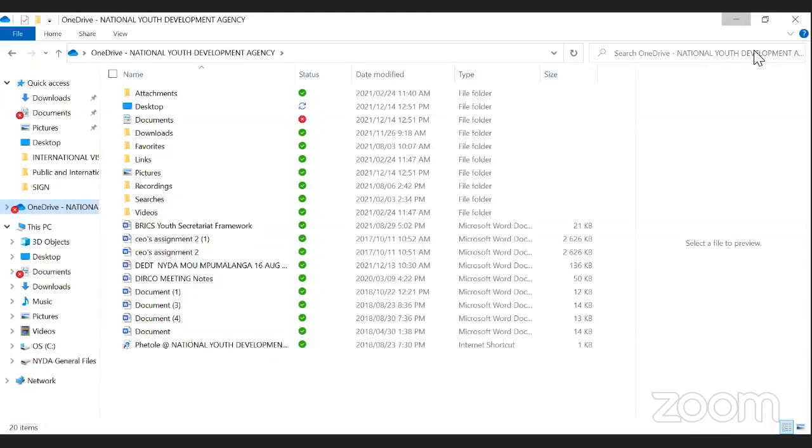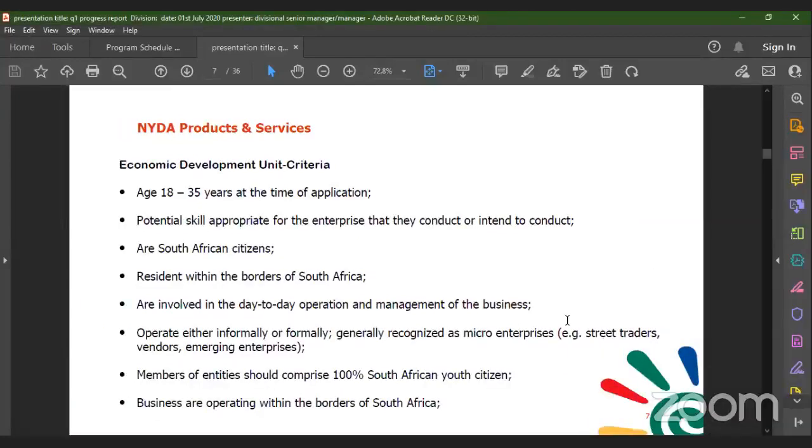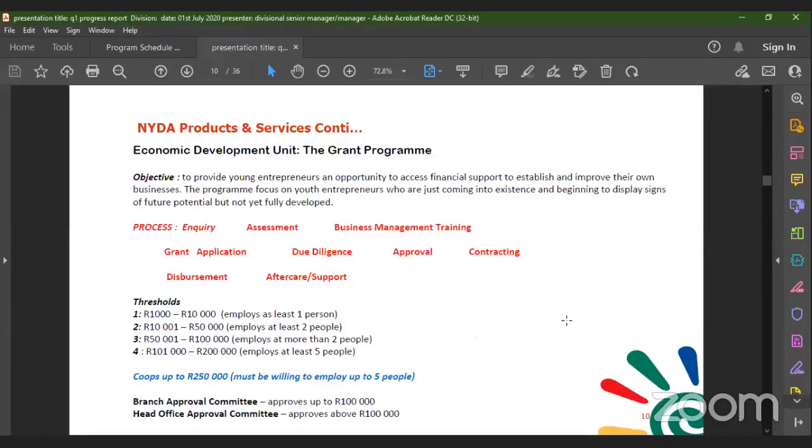We have developed a grant program, as I've already indicated. And with the grant program, we don't just provide the grant, but the grant program is accompanied by a variety of services. Such services include the voucher program that I will talk about at a later stage, the training program also that I will talk about at a later stage, and also the business advisor program that we'll talk about at a later stage.